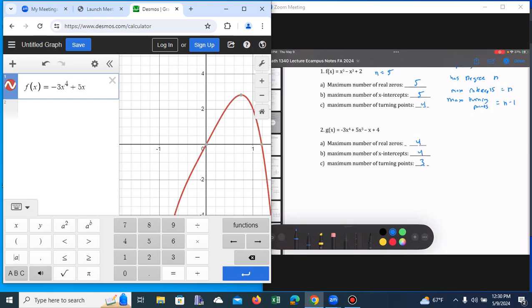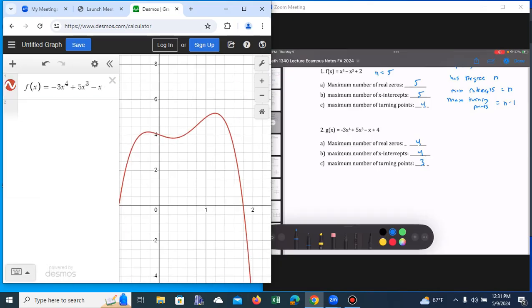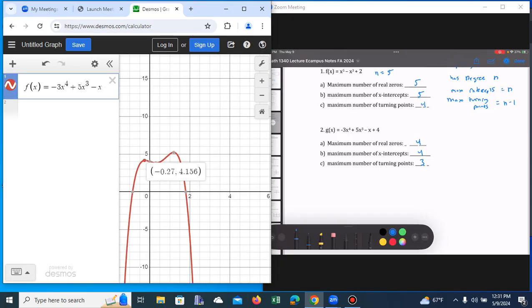Next one, negative 3x to the fourth plus 5x cubed minus x plus 4. See, that's a turning point, that's a turning point, and that's a turning point. So 3 turning points. Only 2 intercepts, but 3 turning points.